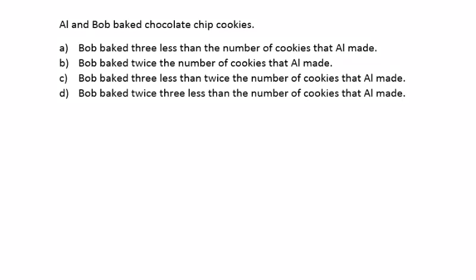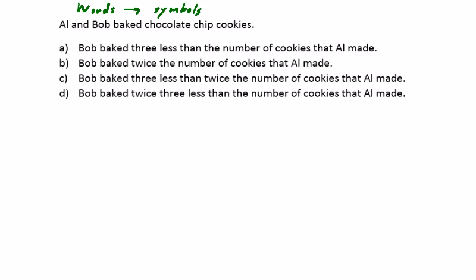In this video, we want to investigate how to go from words to symbols. Let's look at the following fairly simple case. Al and Bob baked chocolate chip cookies. In cases A through D below, which are all different from one another, we can figure out how to represent the number of cookies that Bob made relative to the number of cookies that Al made. But in all of the cases, we don't know how many cookies either of them made.